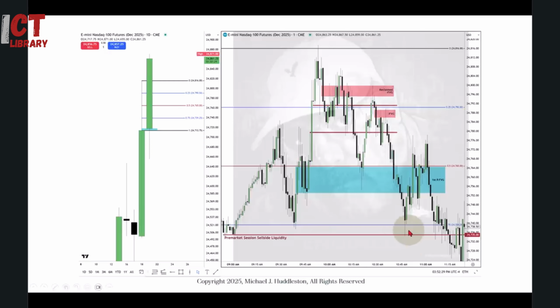Well, I showed the case today, and you saw that it was unwilling to get to my overzealous target, so I had to take off 2 of them. Here's the example of the executions. Okay, you can see 24,798 right up in here. That's at the high end of the reclaimed fair value gap. And I added one more right at the upper quadrant level.